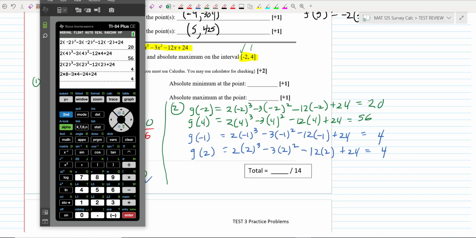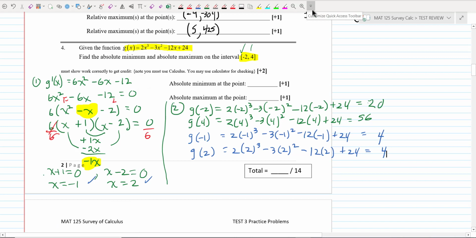So what we have now, once we get these things crunched out, is that we just need to identify the biggest one. So the absolute, let's do the min first. The absolute min would be the lowest numbers. These are a tie, so these would be your absolute min. So we would conclude that we have 2 points. There's 2 absolute mins.